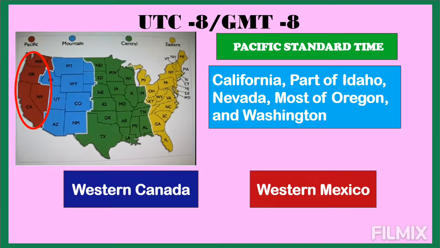If we compare it to the Philippine time zone, which is GMT plus 8, it means that the Philippines is 16 hours ahead during Pacific Standard Time and 15 hours ahead during Pacific Daylight Time.